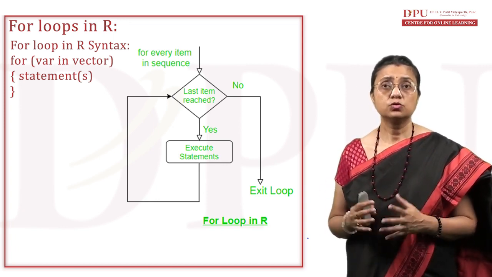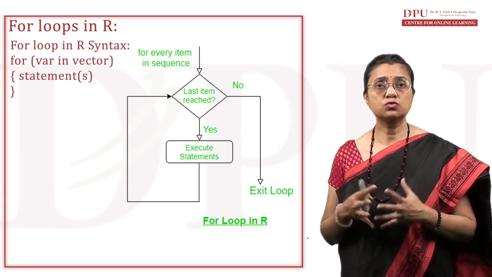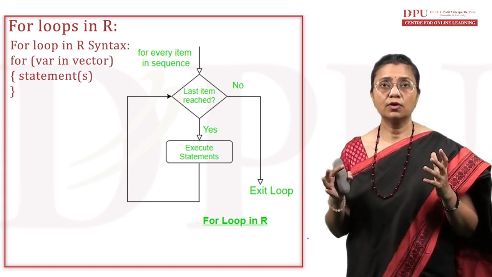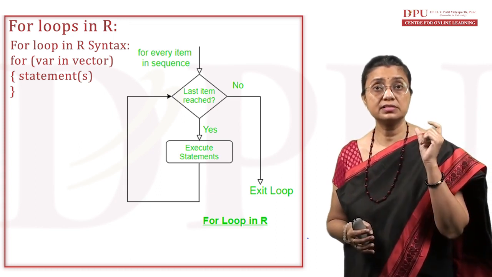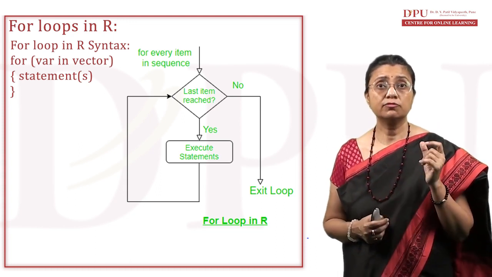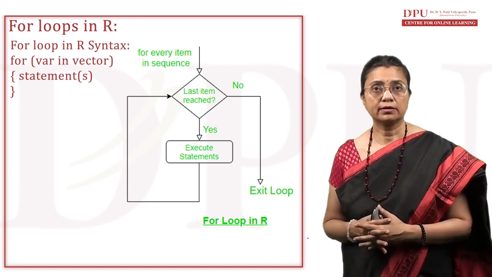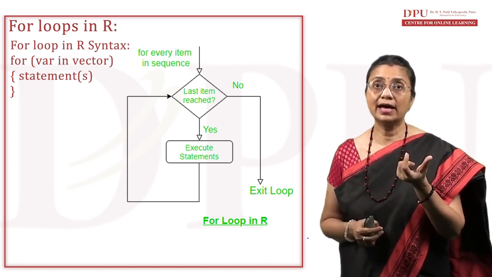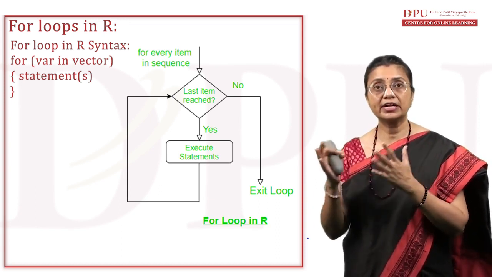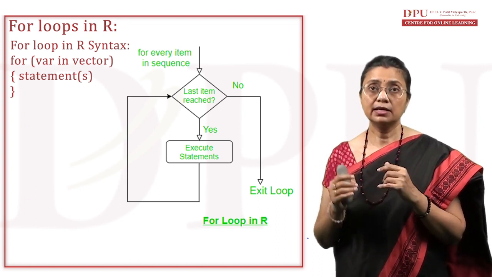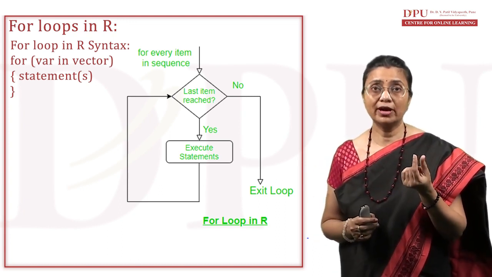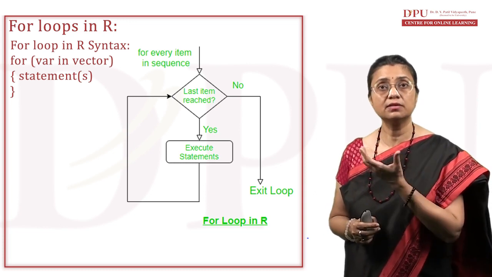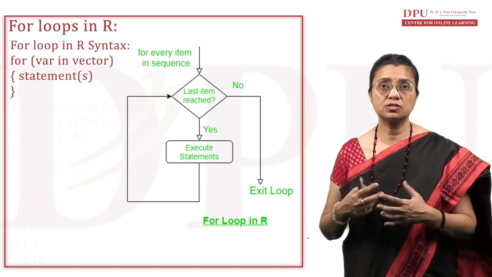So you can see over here that in this code, first of all, we have the for command, where for is the reserved word, in the for loop, var in vector. So var is what? Var is a variable in a vector list. And if the value in the variable is present in the vector, the statement is executed.